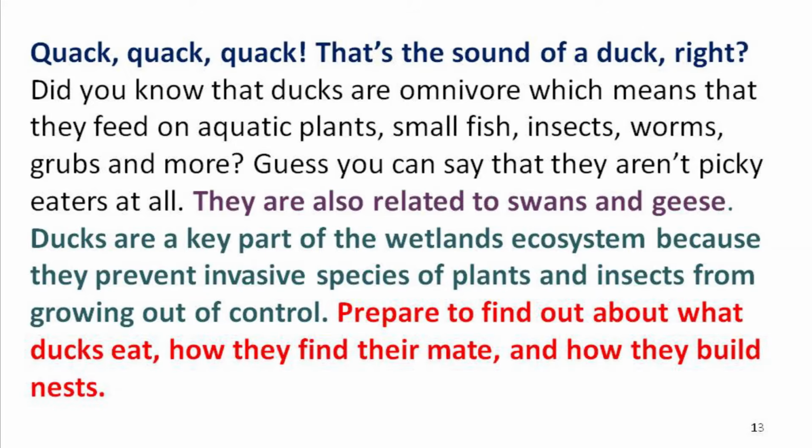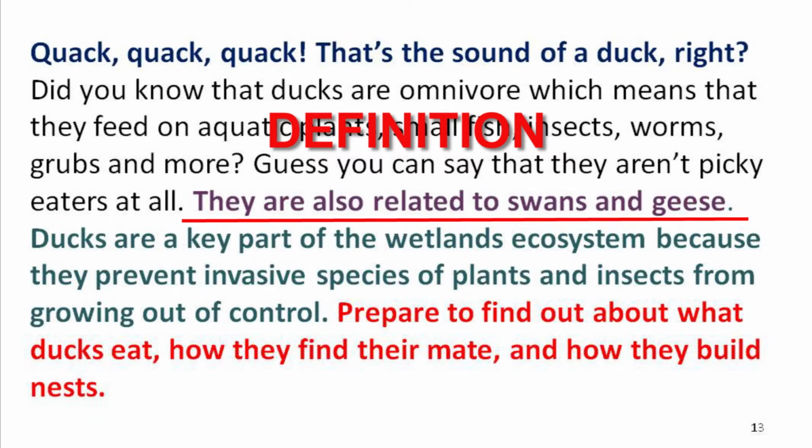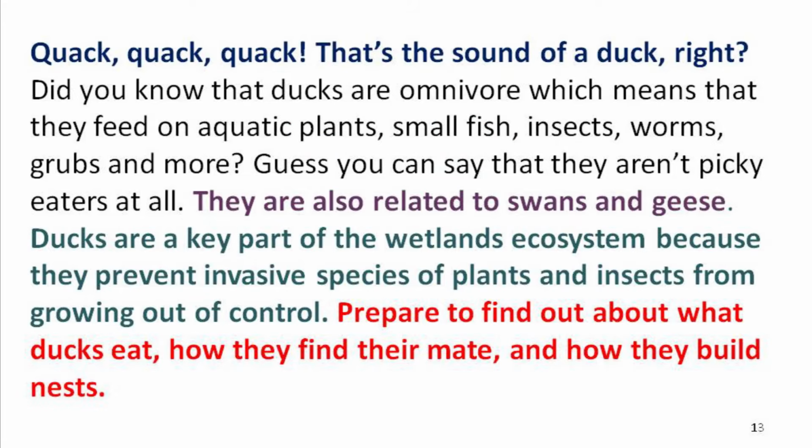Now the piece continues by also mentioning other bits and pieces of information about the duck. One piece of information that is mentioned says they are also related to swans and geese. Now, this is the definition. So it tells us what we are writing about, which is about the duck. And it continues by telling us the importance of ducks. So it tells us why our reader should be interested in this piece.